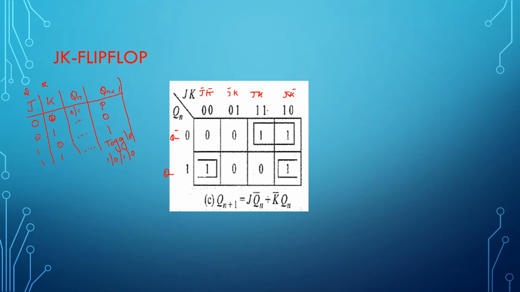If it has to toggle, you need to check what is the present data. Present data is 1. If it is 1, it should become 0. Similarly, if it is 1 and 0, it has to become 1.